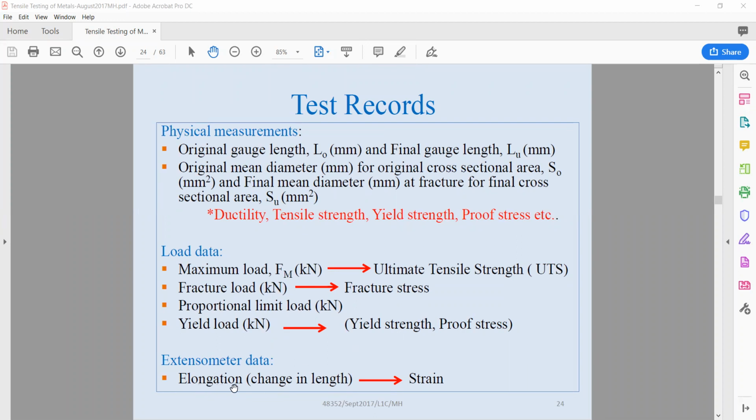Then the extensometer gives us the elongation or change in length or extension, which will help us to find the strain.